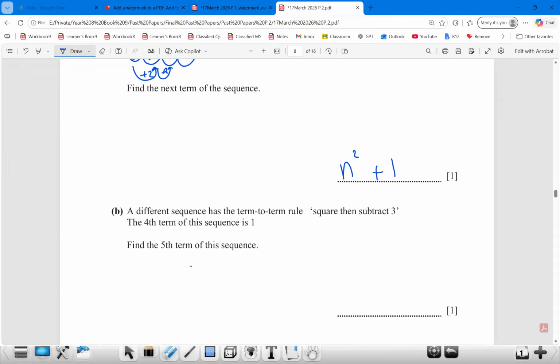A different sequence has the term-to-term rule: square, then subtract 3. The fourth term of the sequence is 1. What is the fifth? To move to the next, you square the 1, then you minus 3. So squaring the 1 is 1. Minus 3 is negative 2, so it is negative 2.